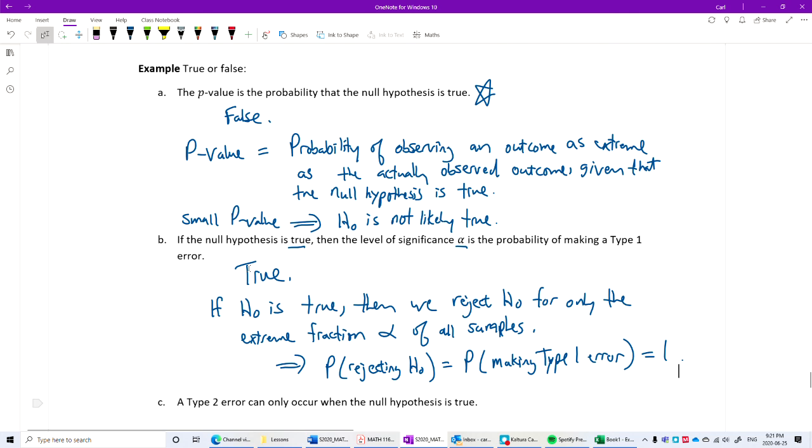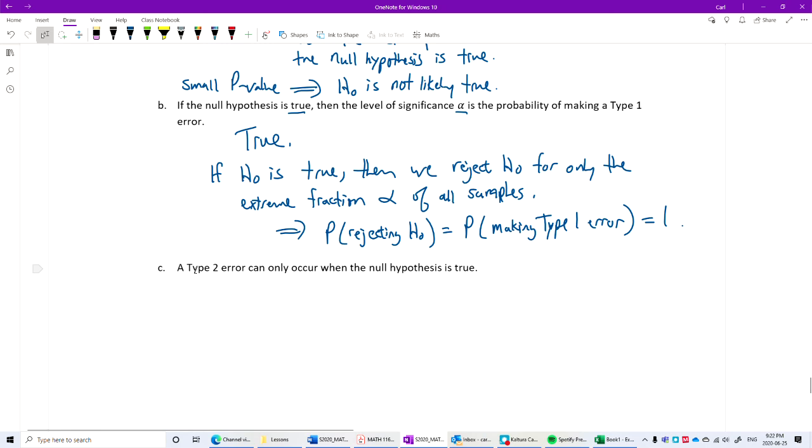Okay, now to really understand this little statement, you probably have to read it 10 times or maybe more. This is a very intricate logical structure going on here. It's not going to make sense the first time you read it. You have to read it, like I said, 5-10 times. Let it drift through your subconscious. Maybe you'll have dreams about type 1 errors and it will come to you then. Okay, if the null hypothesis is true, then the level of significance alpha is the probability of making a type 1 error. That's exactly what it is.